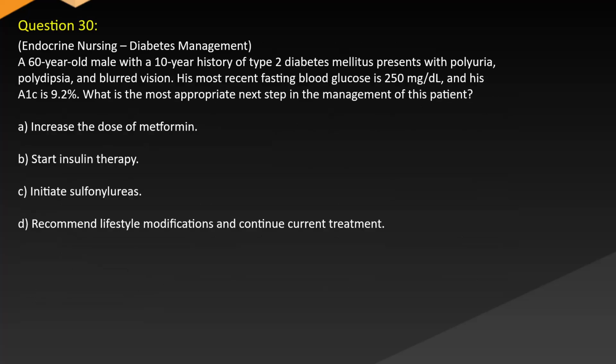Question 30. Endocrine nursing. Diabetes management. A 60-year-old male with 10-year history of type 2 diabetes mellitus presents with polyuria, polydipsia, and blurred vision. His most recent fasting blood glucose is 250 mg/dL and his A1C is 9.2%. What is the most appropriate next step in the management of this patient? A. Increase the dose of metformin. B. Start insulin therapy. C. Initiate sulfonylureas. D. Recommend lifestyle modifications and continue current treatment.